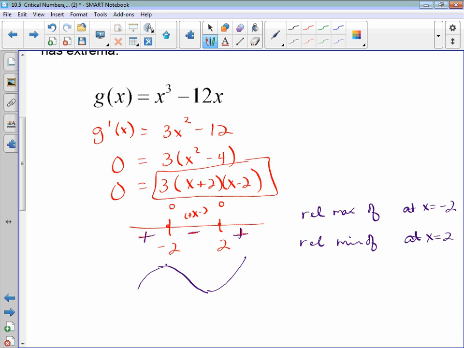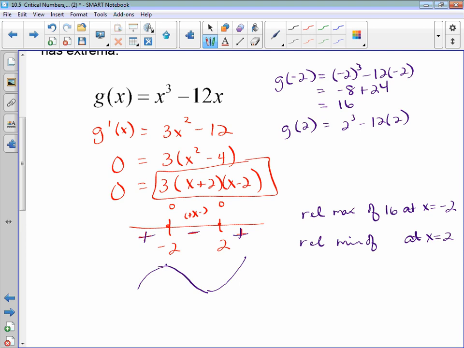Let's figure out what those values actually are. So again, where do we plug in that negative 2 and 2? The original. So if I am finding g of negative 2, it's negative 2 cubed minus 12 times negative 2. So negative 8 plus 24, what do I get? 16. So we've got a relative max of 16 at x equals negative 2. And then I've got to find my minimum. So plug the 2 in. So I get 8 minus 24. What do I get this time? Negative 16.